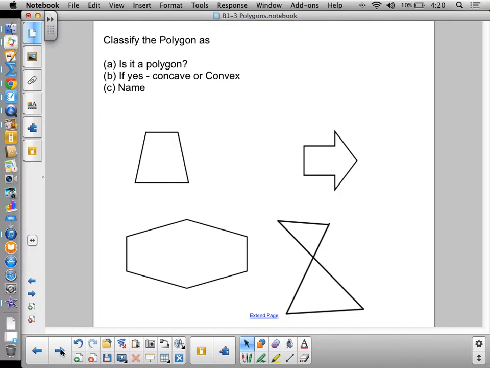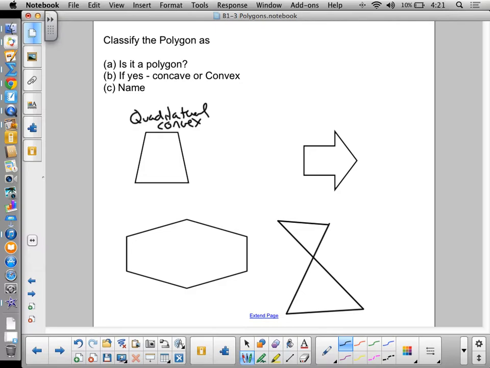So let's practice. Classify: is it a polygon? Is it concave or convex? And then give it a name. Look at this first one. Is it a polygon? Yes. All 4 sides. No curves, no crossing over, no open spaces. How many sides? There are 4. It is convex because it is not caved in. And with 4 sides, we'd call that a quadrilateral. And convex.